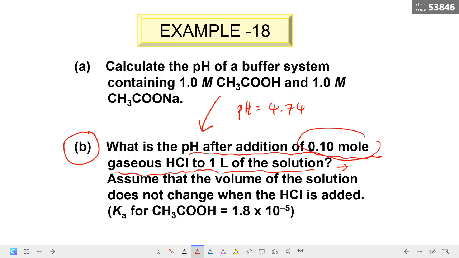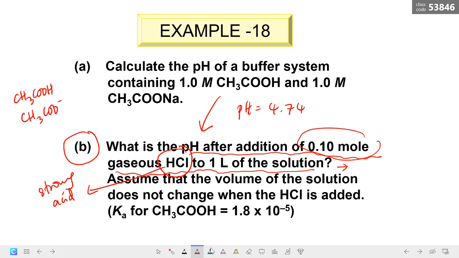Okay, jadi macam mana nak selesaikan ini? Of course, kita tahu sekarang HCl adalah strong acid. So when a small amount of strong acid is added to it, okay, what happen? Neutralization reaction akan berlaku. Okay, siapa yang akan neutralize? Ingat ada dua komponen. Kita ada acidic component dalam buffer ni and the conjugate base which is come from the salt.